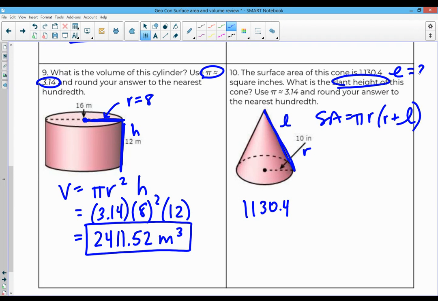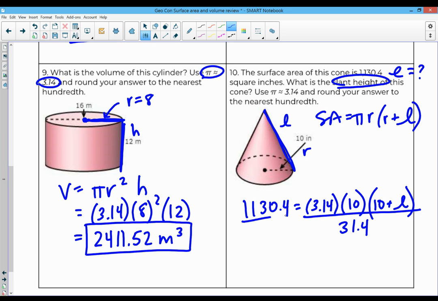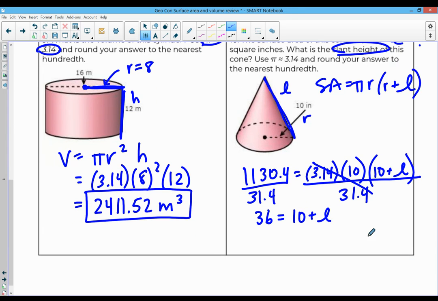So we want to solve for L. Okay, so that's going to be 3.14 times 10, the radius, times 10 plus L, which is what we don't know. So I'm going to divide both sides by 31.4. So 1130.4 divided by 31.4 is 36. Subtract 10 on both sides. 26 equals L. So the slant height is 26.